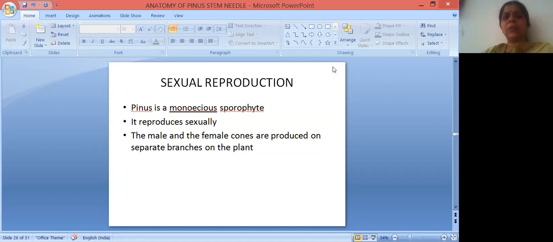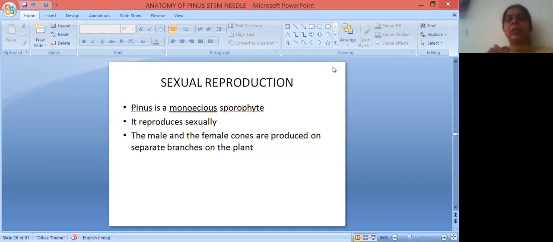So coming to the sexual reproduction of Pinus. Pinus is a monoecious sporophyte. Monoecious means nothing but on a single plant, different types of cones are produced. It means male and female cones are produced on separate branches on the same plant. It is known as monoecious. Sporophyte means the plant which produces spore-bearing organs on it. Spore-bearing organs are nothing but the cones themselves. So, Pinus is a monoecious sporophyte.